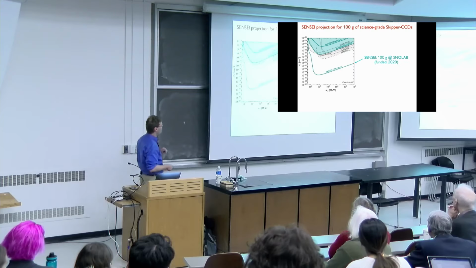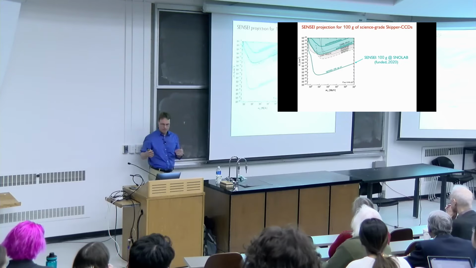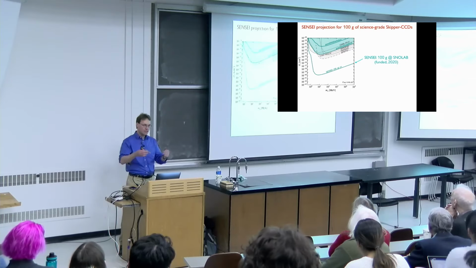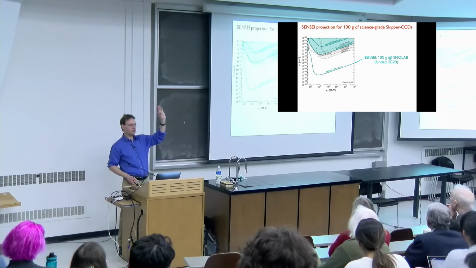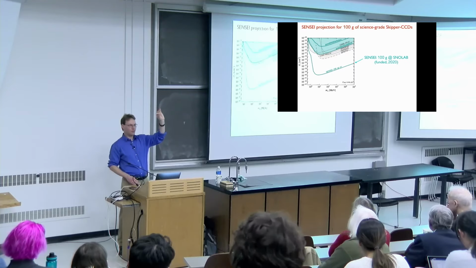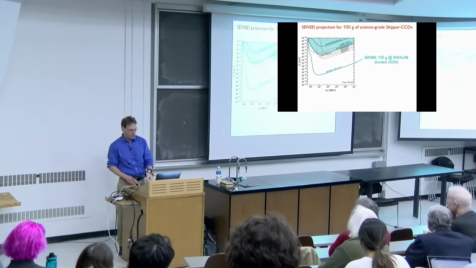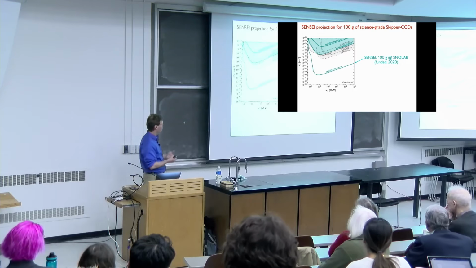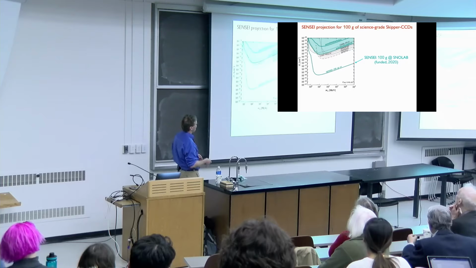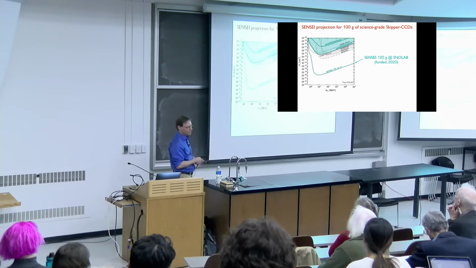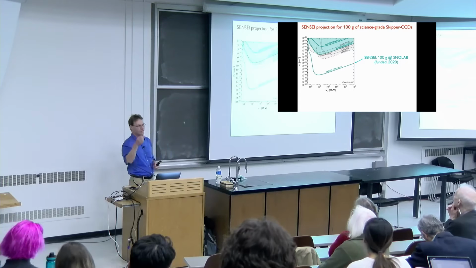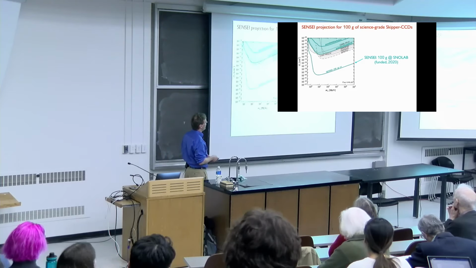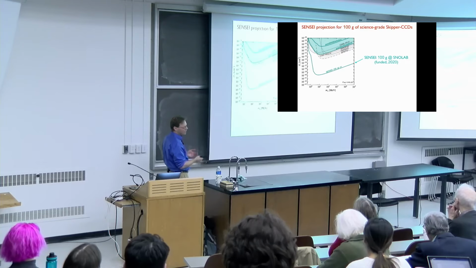So these were prototypes, but we expect better sensitivity from the real experiments and from science-grade CCDs. And the science-grade CCDs are huge. They're this big. Much bigger than the prototype, and also a little bit thicker. With those, we hope for better performance and better sensitivity. The goal that we have is to put together 100 grams of these, which is about 50 CCDs of this size, and put those at Snolab. This is a funded experiment, and we hope to do this by the end of this year.